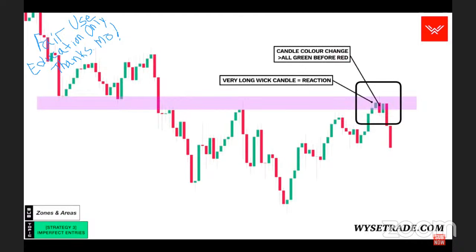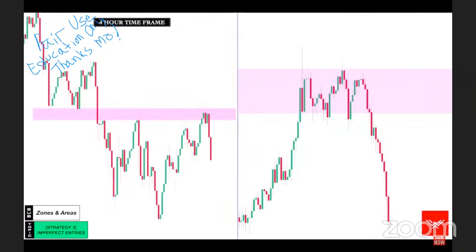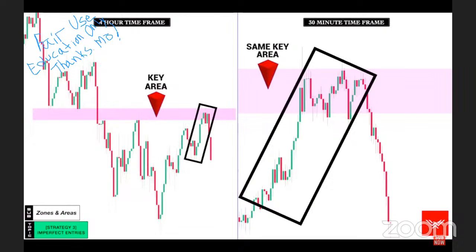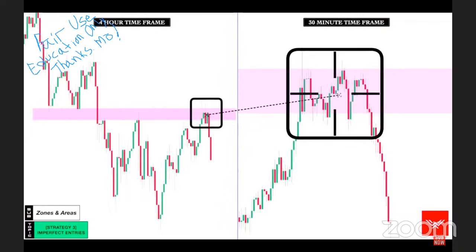So let's pull up a lower time frame, specifically the 30-minute time frame, and put it beside this one. On the left is the 4-hour time frame we just looked at. And on the right is the 30-minute time frame of the same asset. Same key level, same uptrend. This area here is the same area here.